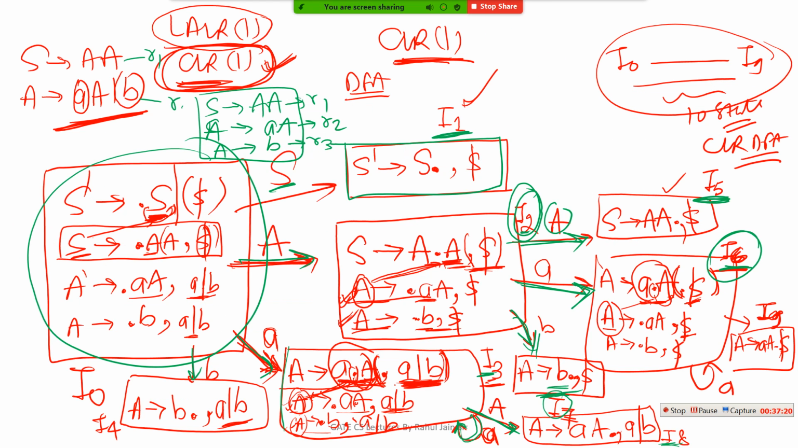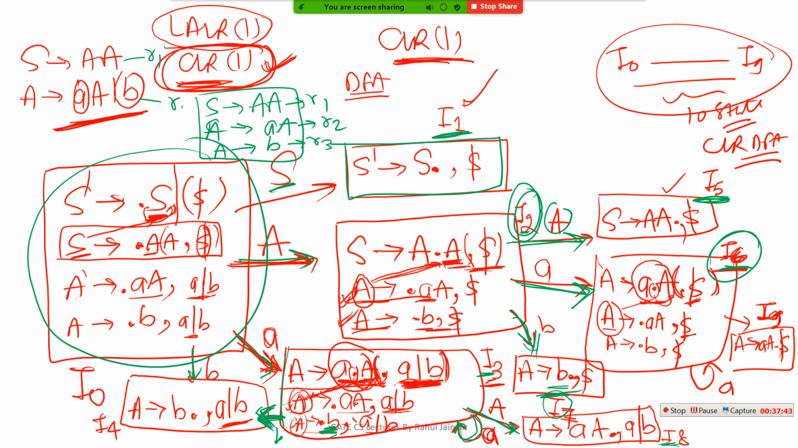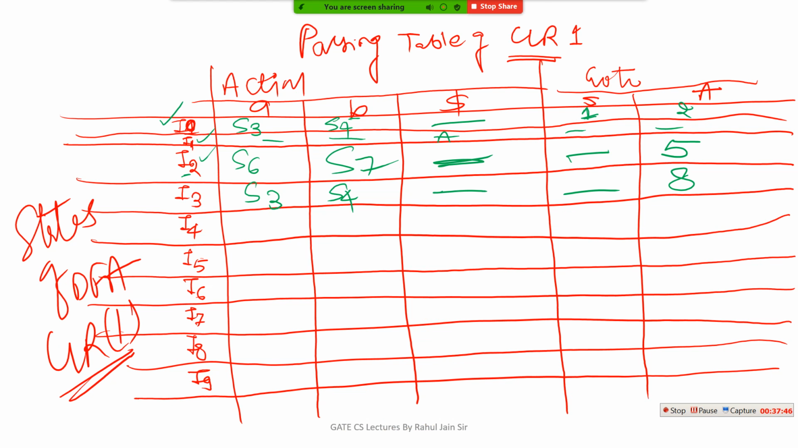On small b, okay guys, I have one transition. On small b, from I3, I am moving to I4. I am shifting to I4 on small b, so I can write S4 here, right? And on dollar, I don't have anything, so I will leave it blank.